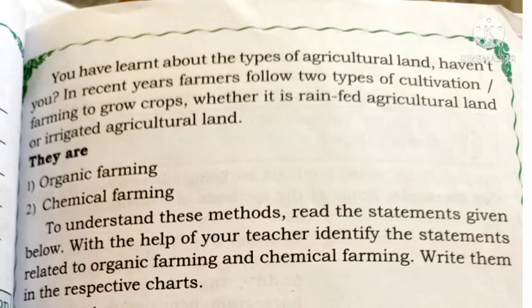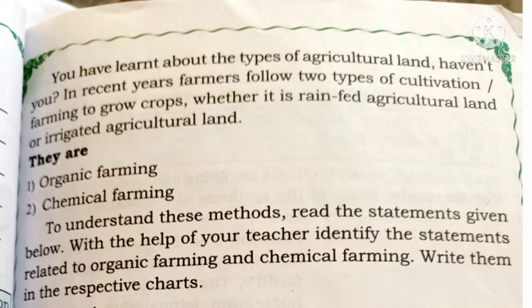Friends, we have learnt about the types of agricultural land, haven't we? They are rain-fed agricultural land and irrigated agricultural land. In recent years, farmers follow two types of cultivation or farming to grow crops, whether on rain-fed agricultural land or irrigated agricultural land.